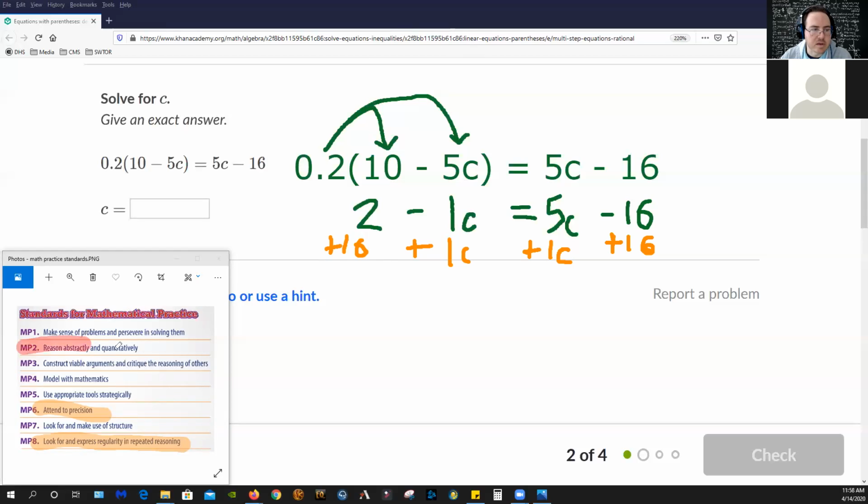So our abstract reasoning kicks in here, where I know that if I add two things that are opposites of each other, they'll cancel each other out because they make a 0. So negative 1c adding 1c makes a 0, and negative 16 plus 16 makes a 0. So what we end up with, 2 plus 16 is 18. Negative 1c and 1c make 0. So 18 equals 6c, I'm sorry, 5c plus 1c makes 6c. Then our next bit of intuition comes in, where we'll divide both sides by 6.